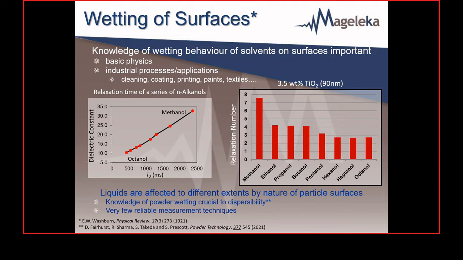Now, liquids are affected to different extents by the chemical and morphological nature of the particle surfaces. In other words, the surface chemistry and the roughness. The smaller the contact angle of a liquid for a solid surface, the greater is the wetting. Hence, a knowledge of powder wetting is important to good dispersibility. And how a liquid wets a particle surface is a key criterion and is crucial to understanding dispersibility. But despite the importance of powder wettability, there are actually few reliable measurement techniques to determine wettability of powders.